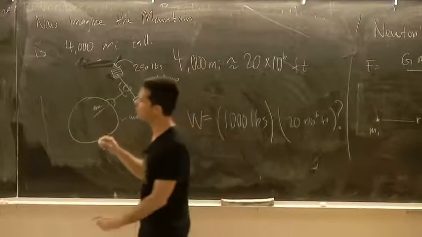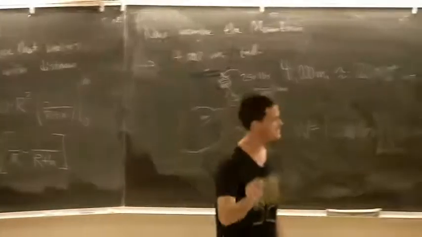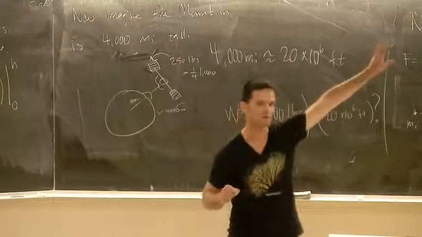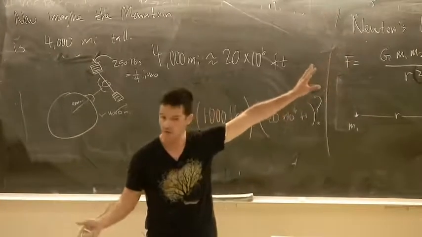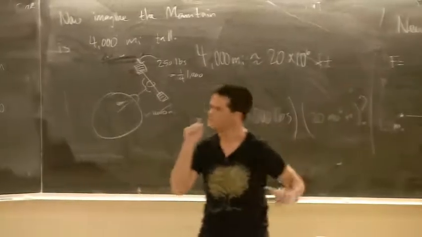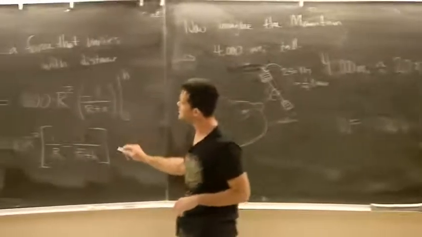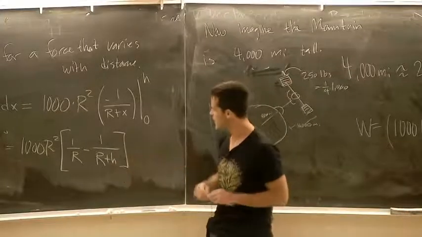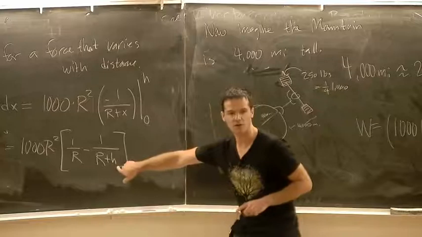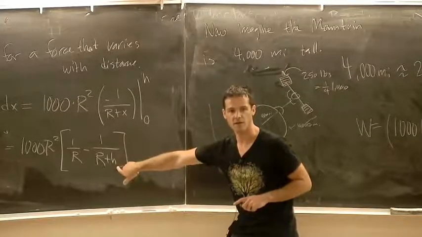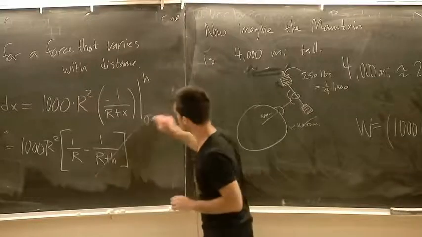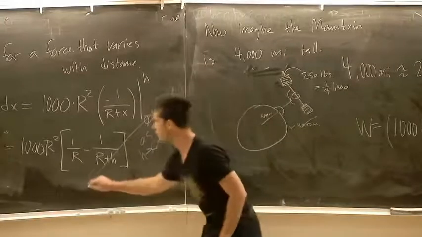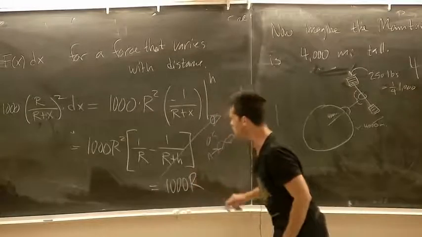What I really want to know is how much work it would take to lift this barbell off the surface of the Earth and carry it out to the farthest reaches of the galaxy, basically off to infinity, right? So the next thing I'm going to do is see what happens to this quantity if I let the height go to infinity. What does this quantity go to? This term just goes away as h goes to infinity, and the whole answer I'm left with is 1,000 times R.